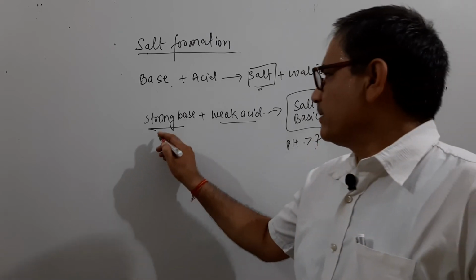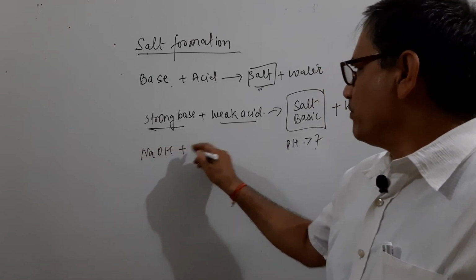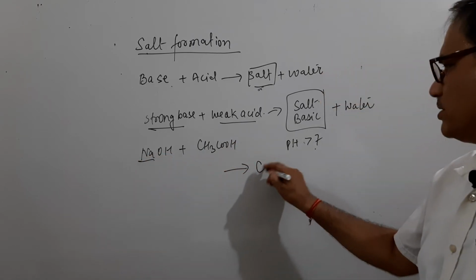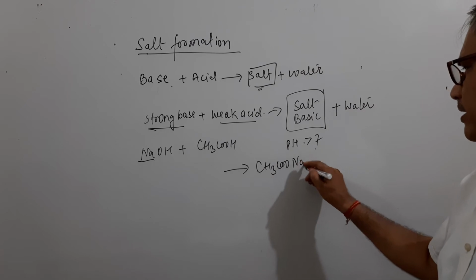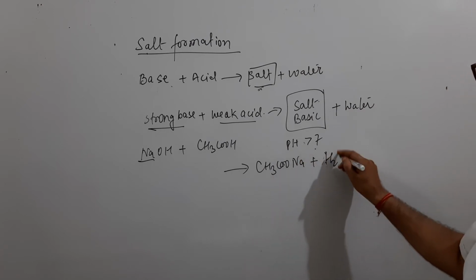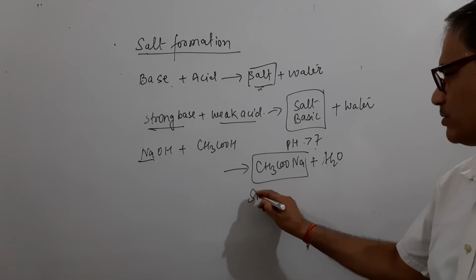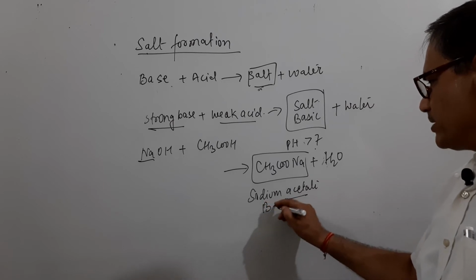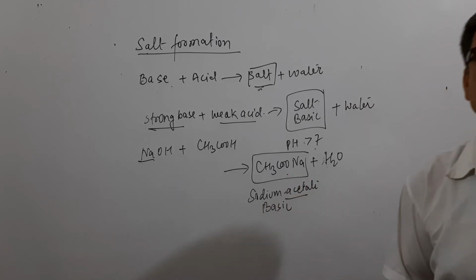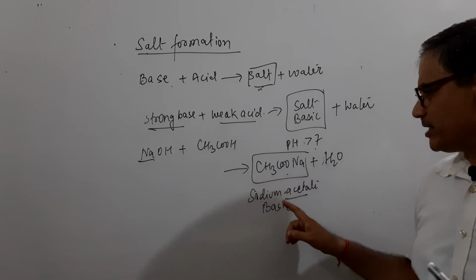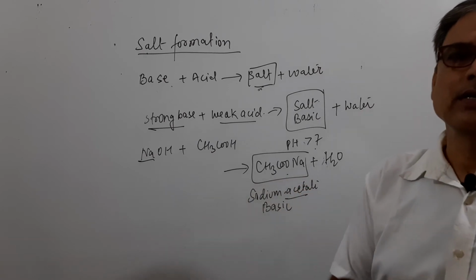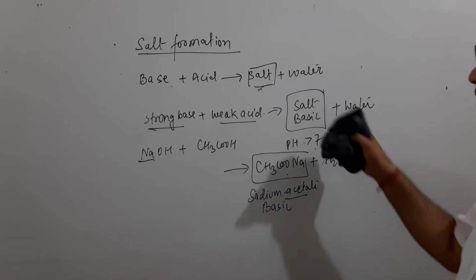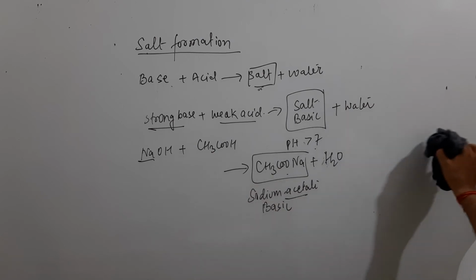Strong base, we can say NaOH, plus weak acid CH3COOH, that gives CH3COONa plus H2O, which is sodium acetate, and the nature of this salt is basic. The base which we take is strong and the acid is weak. Therefore, it forms a salt which is basic in nature.